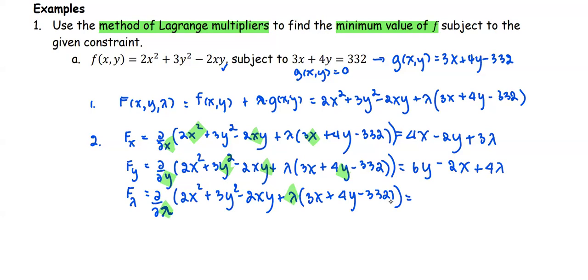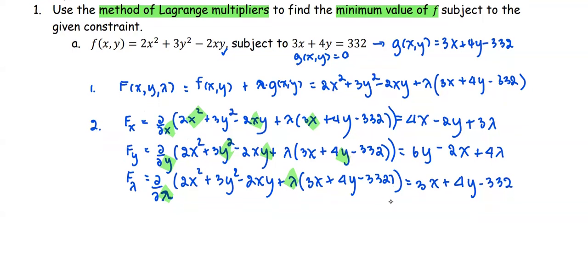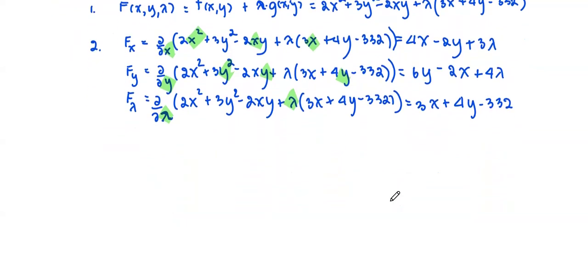Then we're gonna get 3x plus 4y minus 332. Then we move on to step number 3, by solving the system f_x equals 0, f_y equals 0, and f_lambda equals 0, for the first order partial derivative with respect to x, with respect to y, with respect to lambda equals 0, respectively.